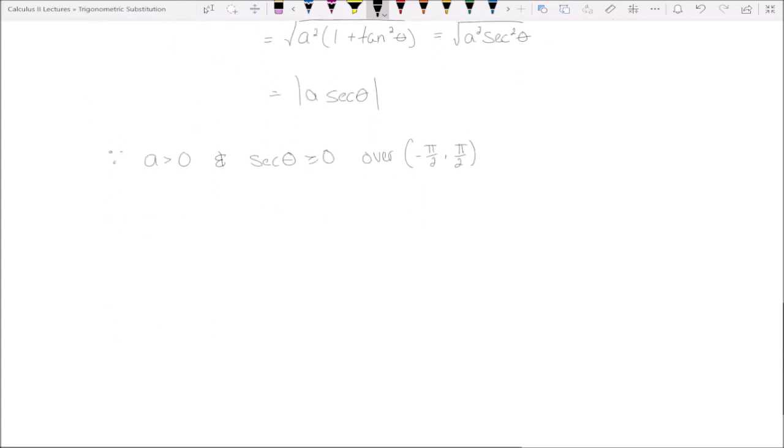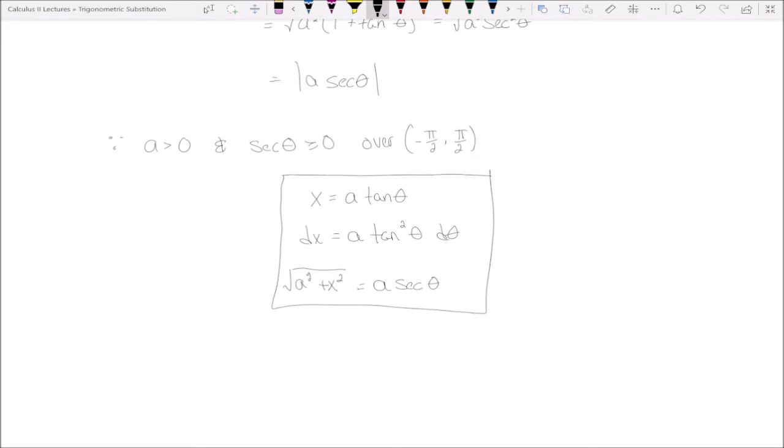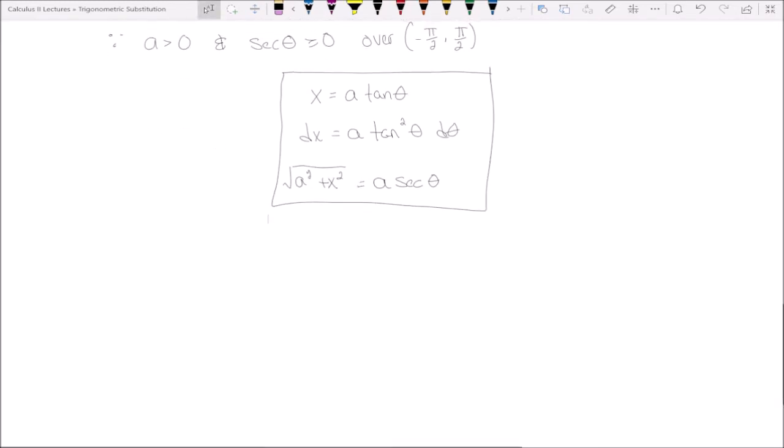So we can have the following substitutions. x is a times tangent of theta. dx would be a times secant squared of theta d theta. And then the square root of a squared plus x squared is a times the secant of theta. Finally, let's consider our last form, that is an integrand that contains the square root of x squared minus a squared.